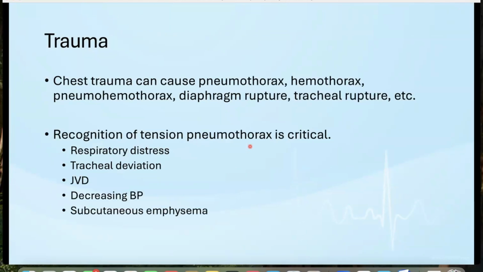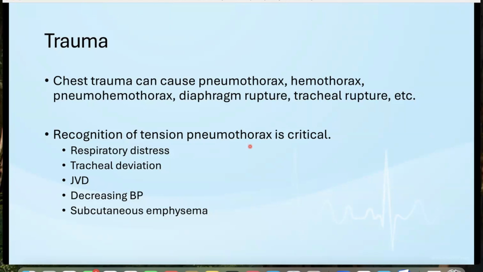All right, so let's talk quickly about trauma. Obviously, any kind of chest trauma can cause damage to any of the underlying organs. It can cause a pneumothorax, hemothorax, pneumohemothorax. Sometimes patients will get a diaphragm rupture, which is horrible, where your intestine or your liver ends up partially in your chest cavity, makes for a rough afternoon for the trauma surgeon.